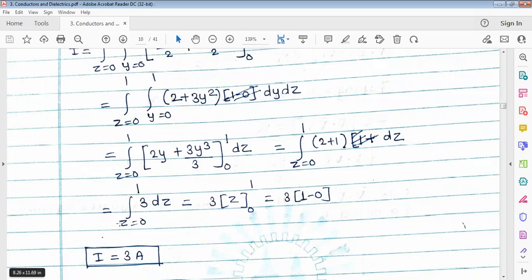Again integrate with respect to z, that is integration from z equal to 0 to 1 of 3 dz. Now 3 is constant, integration of dz is z from 0 to 1, and it is equal to 3 into upper limit 1 minus lower limit 0. So your current I is equal to 3 ampere.